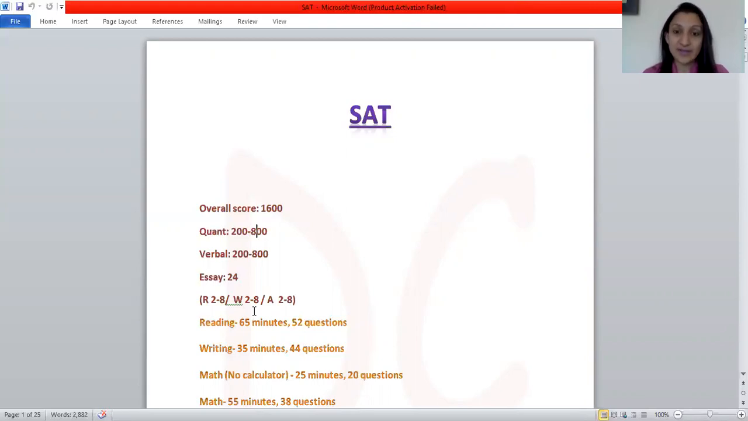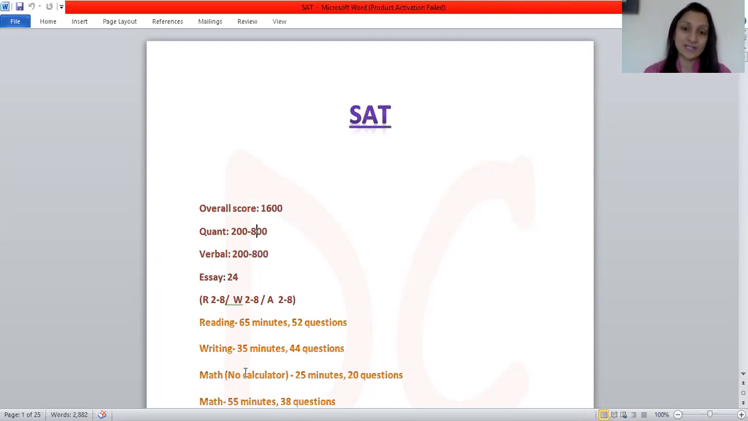Next comes the writing section. The English section, the verbal section, is divided into two parts: a reading section and a writing section. In the writing section, you're not really writing. It's called the writing section, but it's basically the grammar section, so you're tested on your grammatical skills. Again, there's another video for that. You have 35 minutes to solve 44 questions there. Time challenge, yes, we'll see how to handle that.